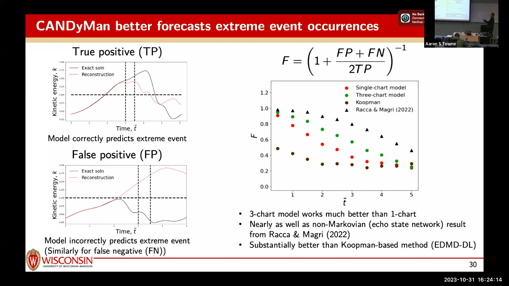Our three chart model, at least out to a couple Lyapunov times, works nearly as well. We get a 90% F score in this case. And then a single chart model does less well. And actually this is EDMDDL. This doesn't work particularly well on this complicated chaotic system.